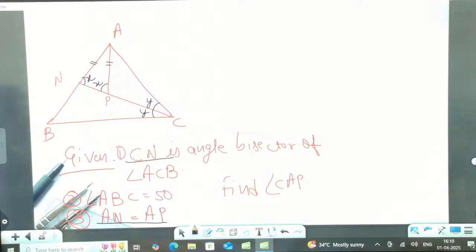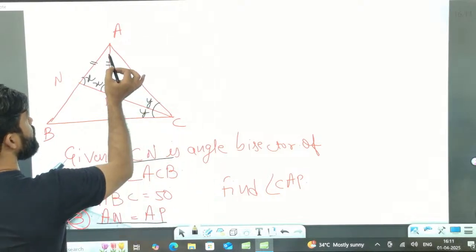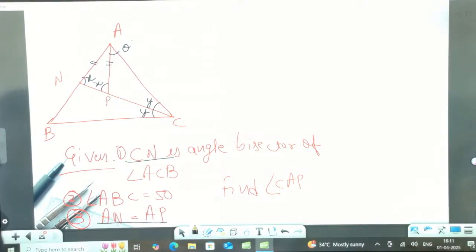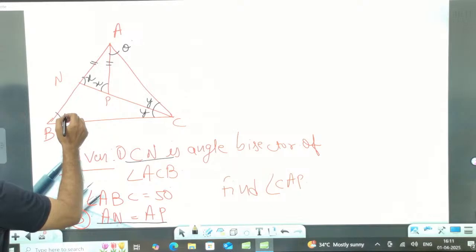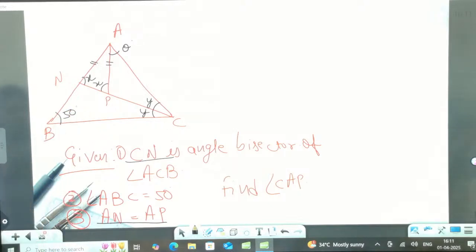Any problem in this? What we have to find out? We have to find out the cap angle, let it be theta for some time. So we have to find the value of theta. Okay, and what is given in the question? This ABC, it is given that it is 50.